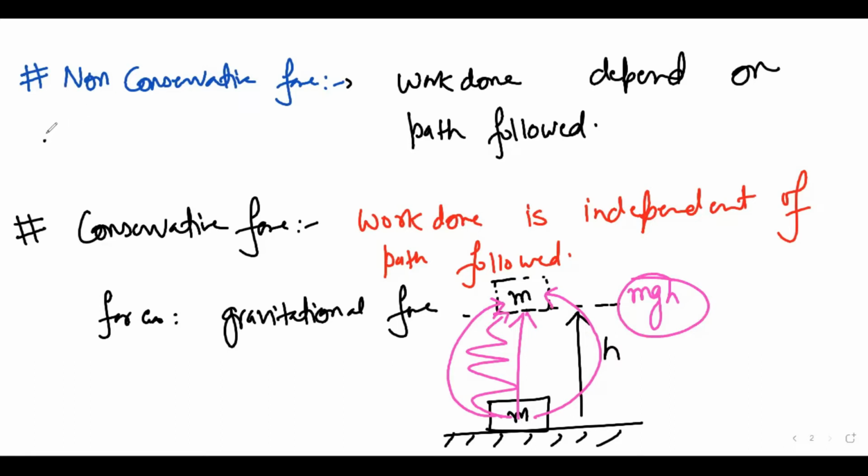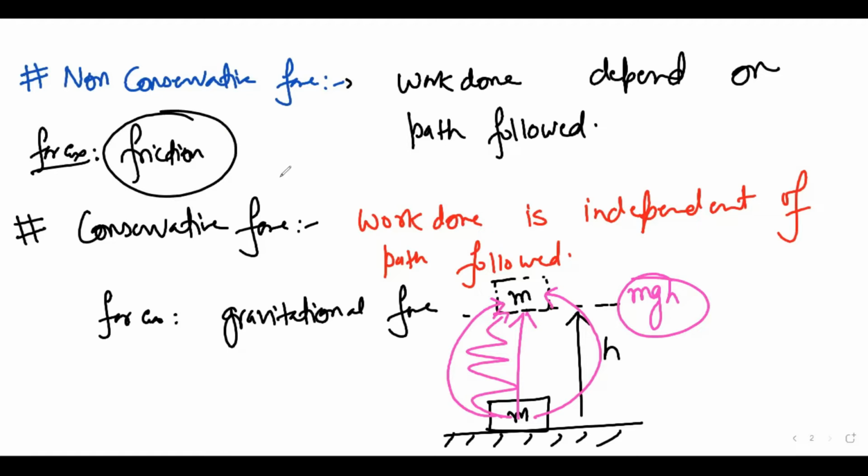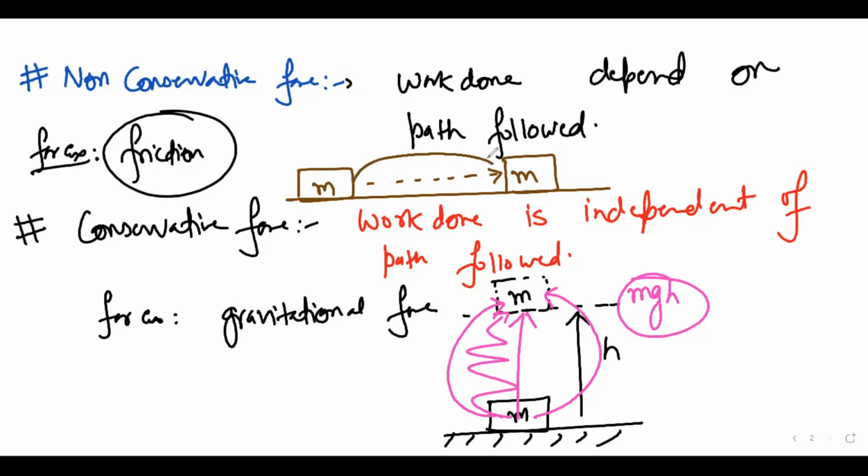What will be the non-conservative force? For example, friction. The work done due to friction is path dependent, right? If you move this block directly by this much, the work done due to friction will be different than if you move this block by another path. Here the work done will be w1, here w2, here w3. So depending on your path, the friction work done will be different.